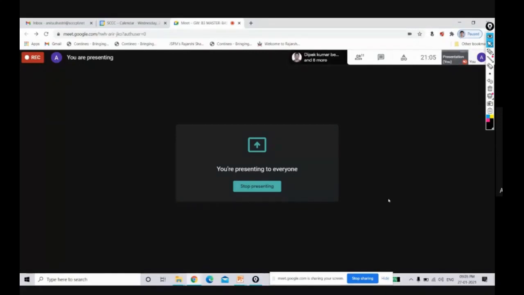Single reinforced beam and double reinforced beam, that we will discuss tomorrow. Yes, in the next section.